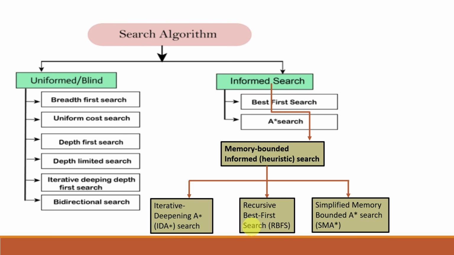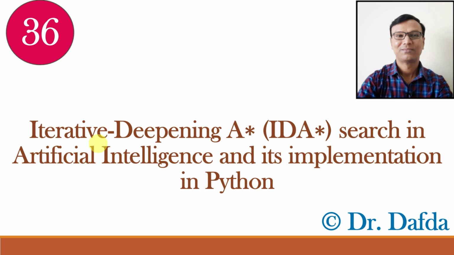IDA star and SMA star are memory bounded versions of A star search, as you can see A star is appearing in the name, while RBFS is the memory bounded version of best first search. Starting with the name, why is it called iterative deepening A star search? It is called iterative deepening because it combines the depth first strategy of iterative deepening depth first search, that is IDDFS, with the heuristic guidance of A star search.